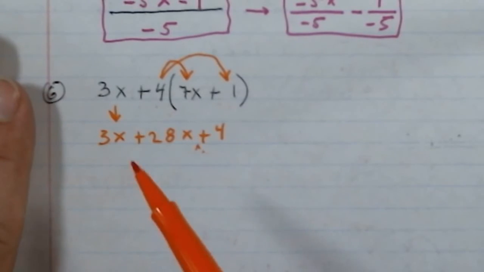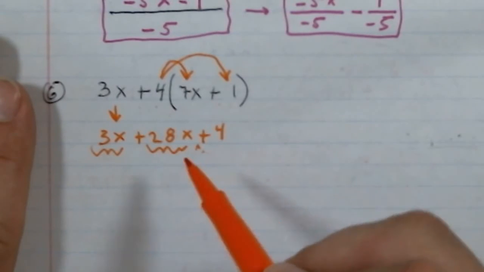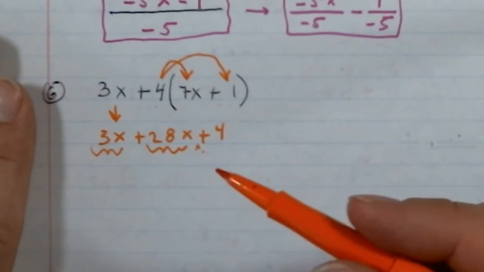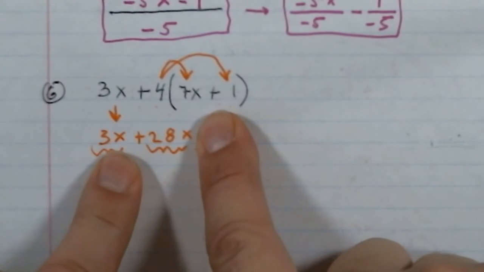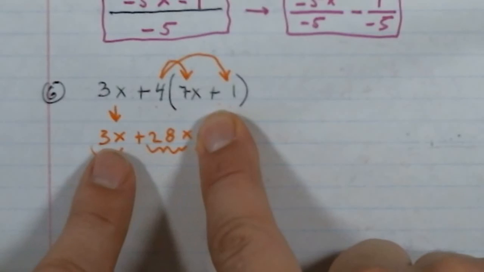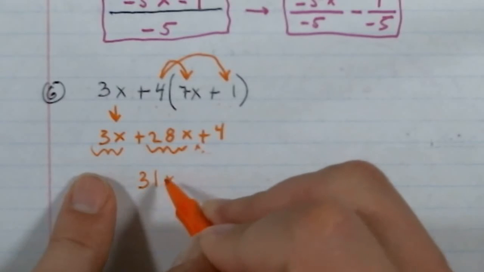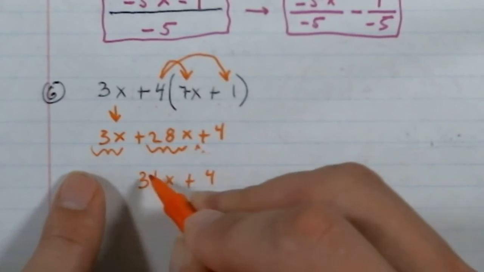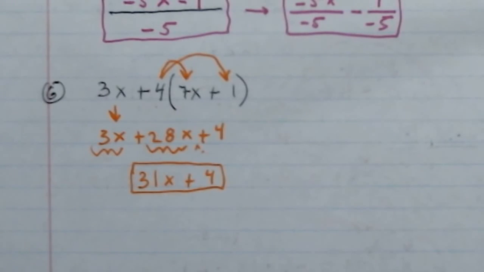Now, you can just say, well, I have 3 x's here, and I have 28 x's here. So how many altogether do you have of those two pieces? I have 3 of those x's and 28 of those x's. So that's going to be 31. So 31x plus that 4. And that's all you can do. So don't try to make it so complicated that it's not going to work well.